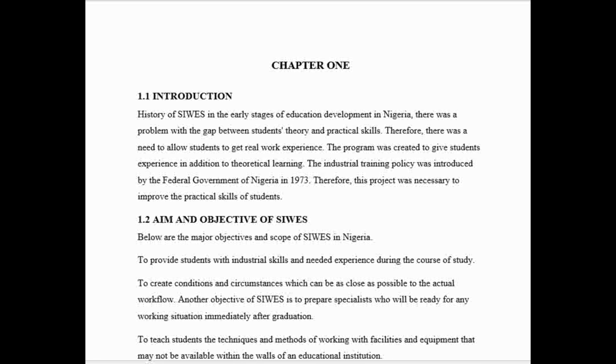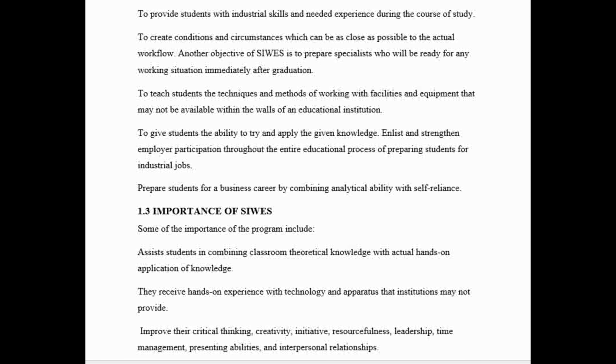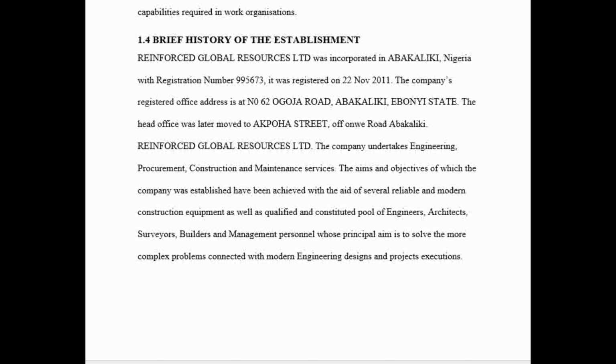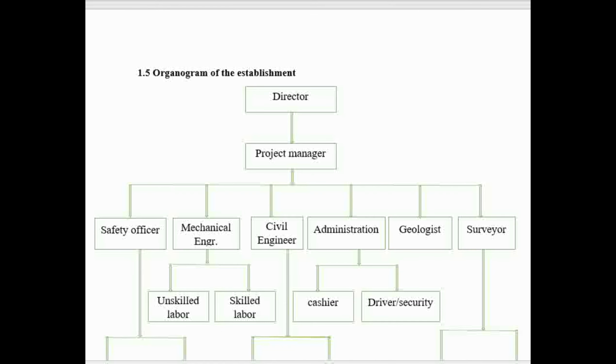In chapter 1, we have the introduction, and don't forget that you are supposed to number this. So my introduction is 1.1. After the introduction, I have the aims and objectives of Siwes, which is 1.2. All this numbering is very important. For you to make an A in this particular course, you must follow all these procedures. Then you have 1.3, which is the importance of Siwes. You have the brief history of the establishment as 1.4. So you just write briefly the history of the company you were attached to during your industrial training. If they have a registration number, you also indicate it, the head office, and all the details that you can lay your hands on concerning the company. After that, you have the organogram of the establishment.